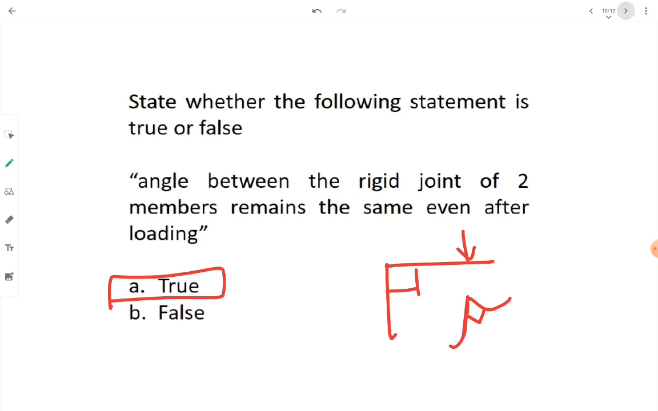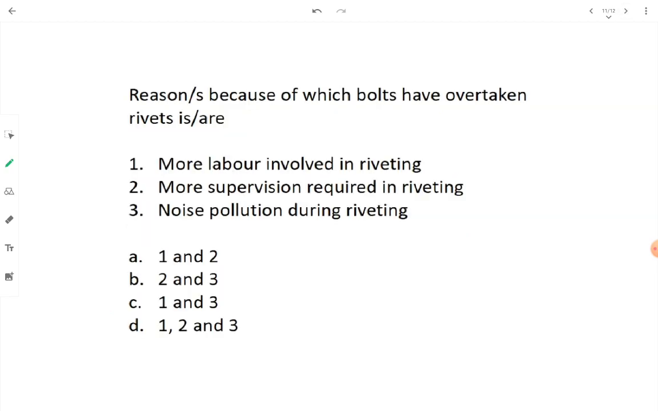Then, the reasons because of which bolts have overtaken rivets are: in case of rivet, more labor is required, right? Then supervision is required because the operation involved in riveting is difficult and skillful. That's why supervision is also required. Then yes, riveting creates noise pollution. This is why bolts have overtaken rivets.